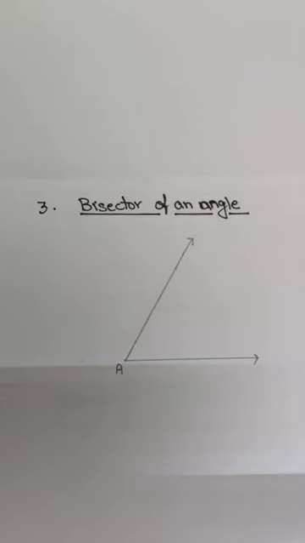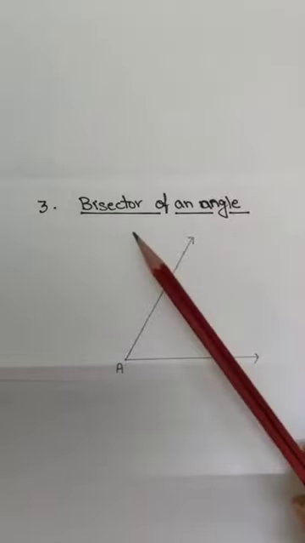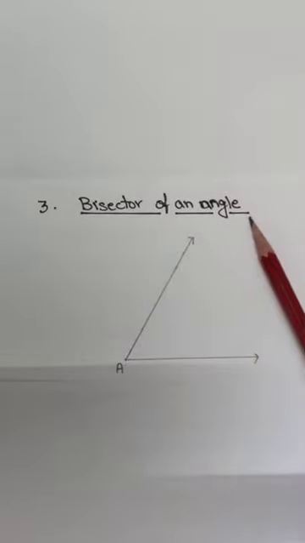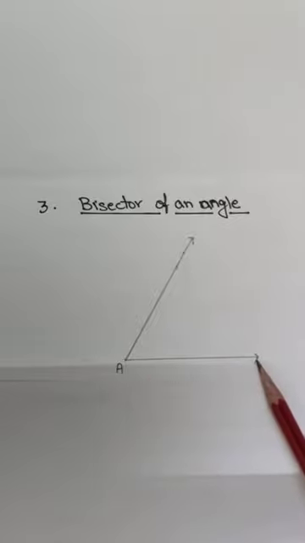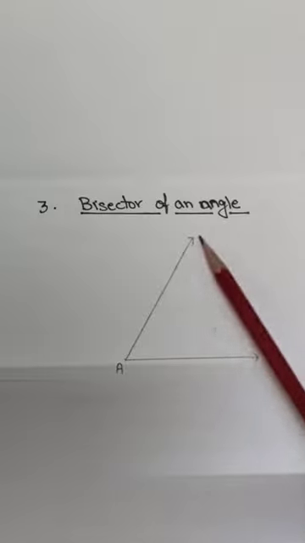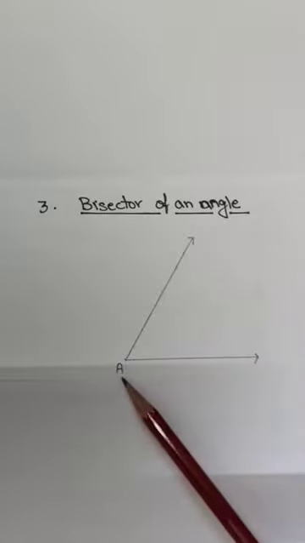Now our next topic is how to draw the bisector of an angle, means how to divide an angle into two equal parts. This is angle A, of which we have to draw the bisector. So what we have to do? First of all, draw angle A of any measurement whose bisector you have to draw. We have to draw the bisector of this angle A.